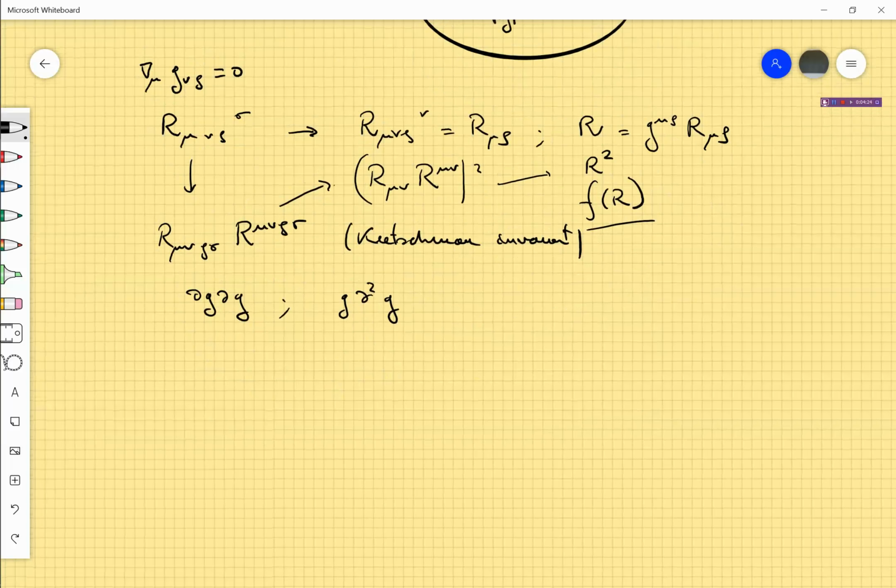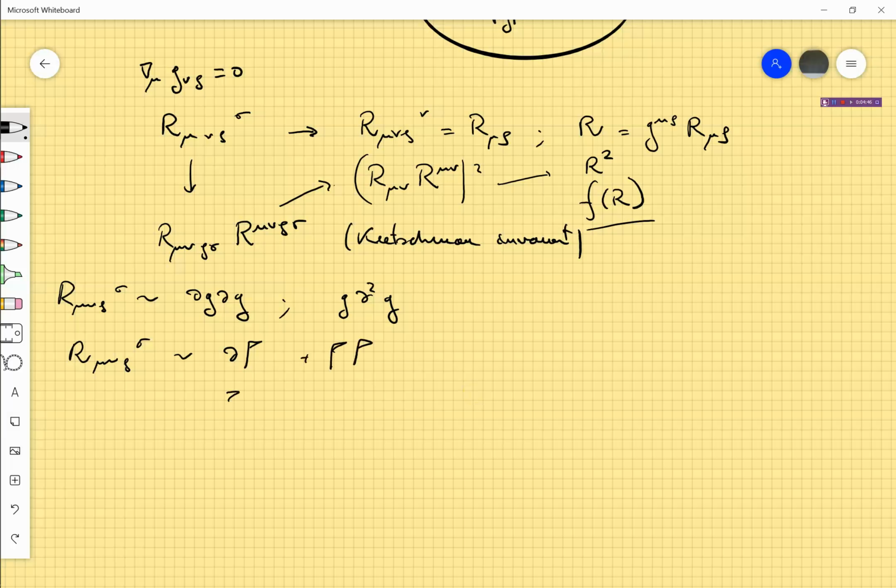But other invariants, in fact, you know that the Ricci tensor contains this kind of terms. Let me remind you that the Riemann tensor contains terms of this form, antisymmetrized, and terms of this form. Now, gamma, being the Levi-Civita connection, is determined by the Christoffel symbols, and these are of this form, schematically.